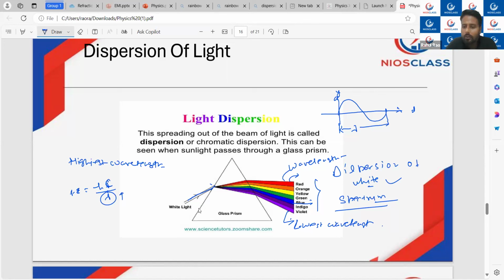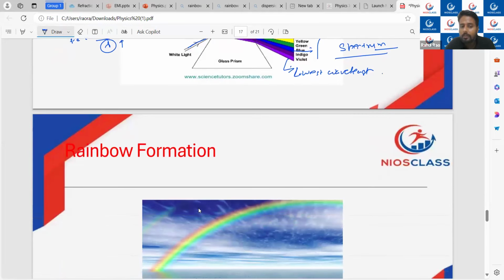This is called dispersion. Splitting of white light into the 7 colors is called dispersion of light. What is the practical application? What natural phenomenon happens because of the dispersion of light? It is the rainbow formation.